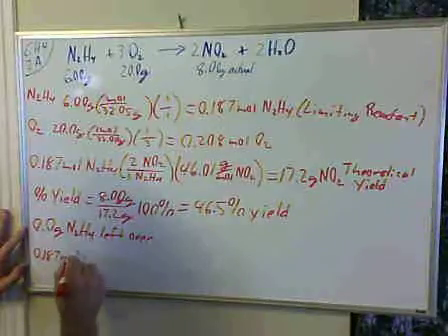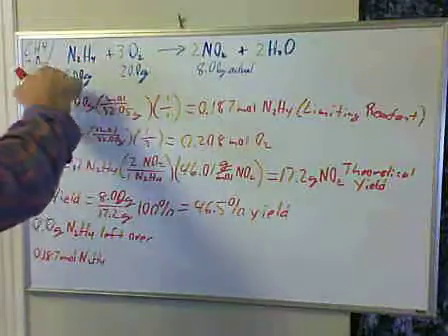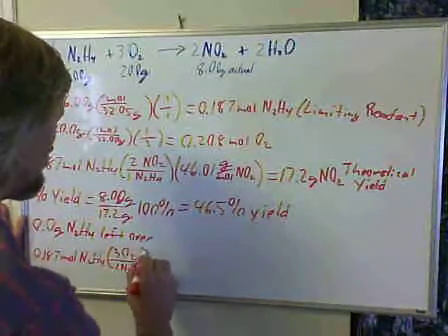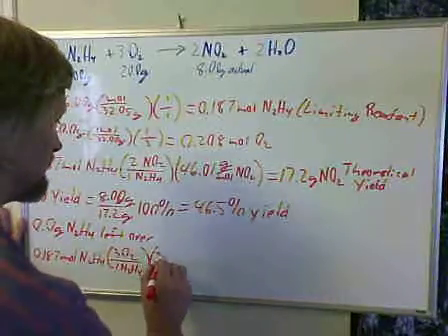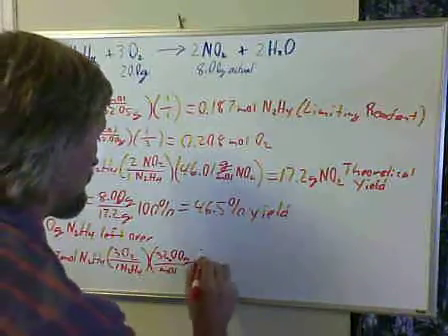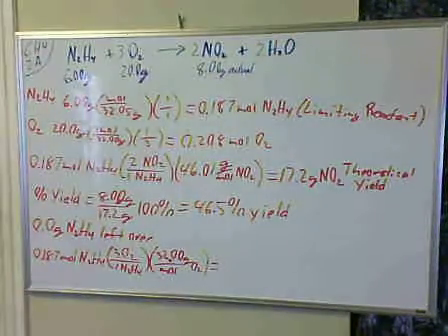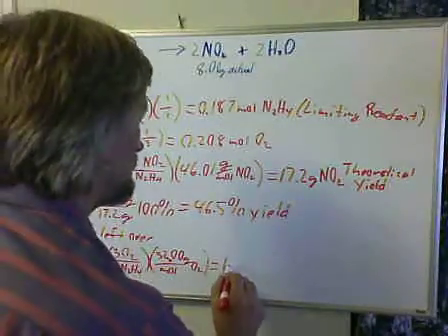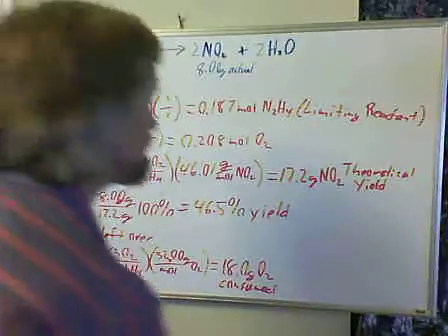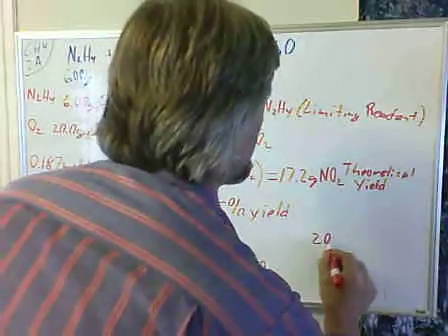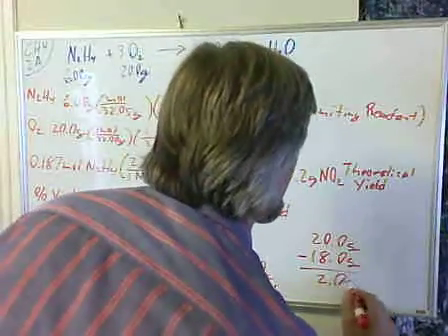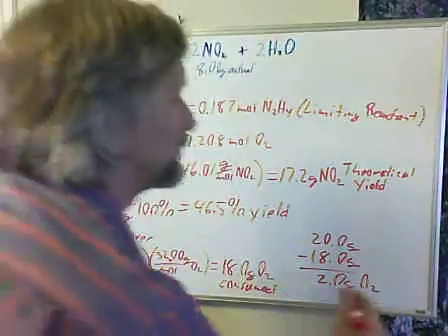0.187 moles N2H4 multiplied by the stoichiometric ratio. And then by its molar mass. And that gives us 18.0 grams. And this is consumed. So to get the leftover amount, we're going to take the original, subtract off the consumed amount, and we have 2 grams of oxygen left over.